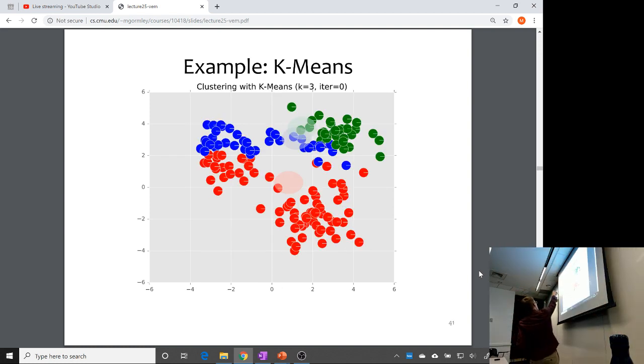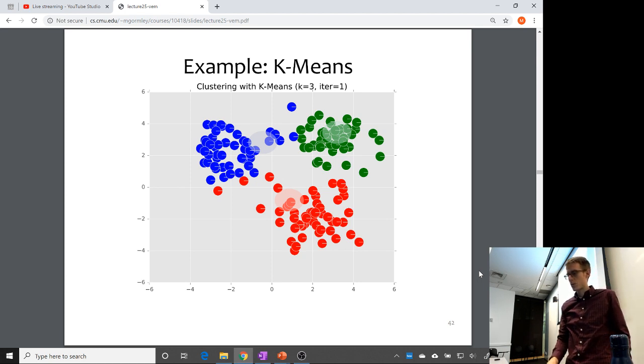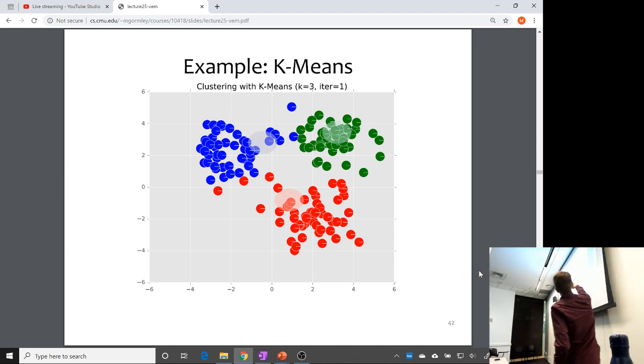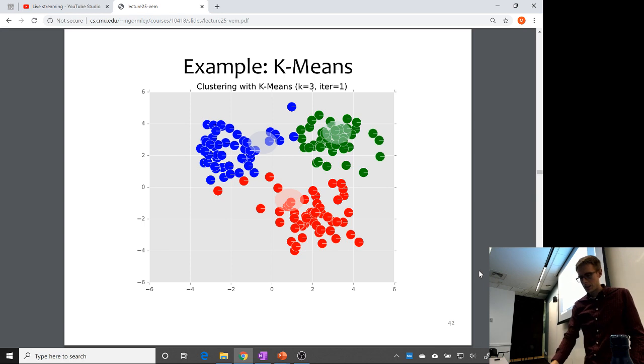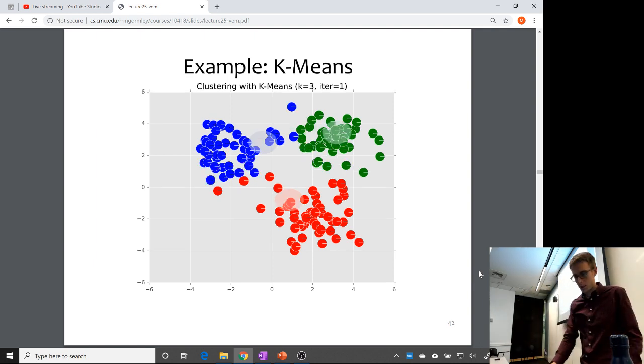So there's a blue, a green, and a red cluster center. And what we do is we reassign the cluster centers and then update all the points to be assigned to the closest cluster center. And then we do that again and again, and eventually it converges. It converges really quickly. It starts here. You have a bunch of blue points that are assigned to the blue cluster center because it's the closest one, but then the cluster centers move, you reassign the points.